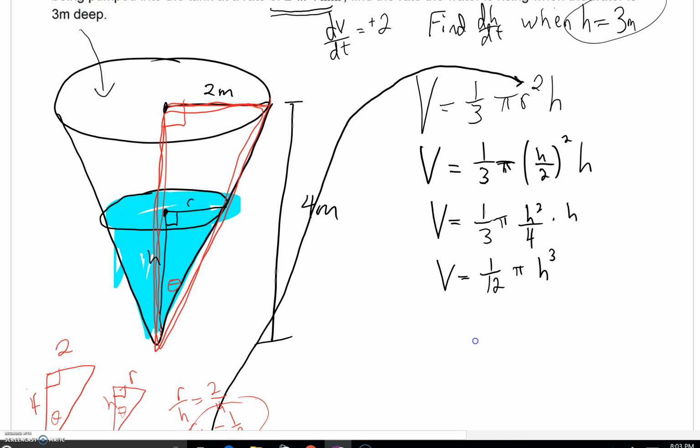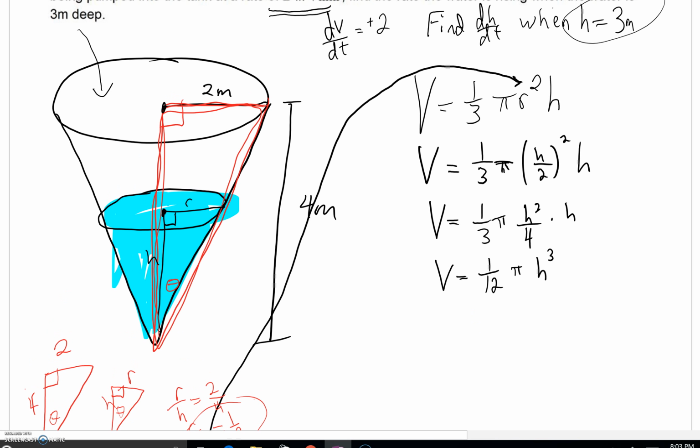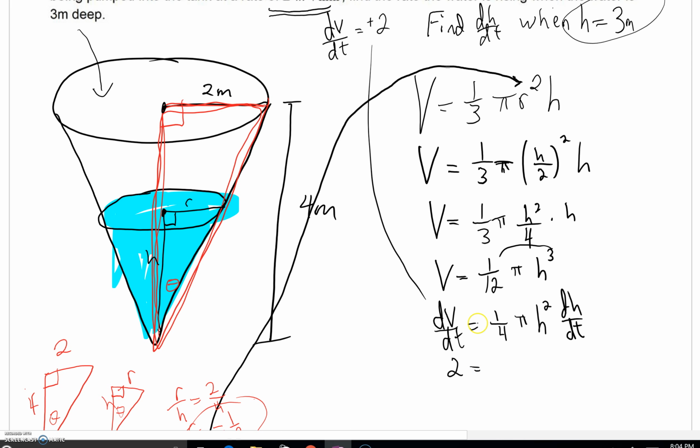In fact, let's just move the screen down a little bit so we can see the top here. We have what dv dt is. I know what h is, and I can find dh dt. Take derivatives, and we can do that. We'll have dv dt. When you bring the 3 down, 3 times 1/12, well, that's going to become 1/4. And we have pi, and here's h squared. That's your derivative. Don't forget the chain rule. dh dt. dv dt was a 2. H itself is momentarily, just for the briefest of moments, a 3.